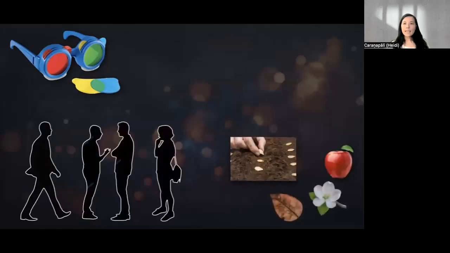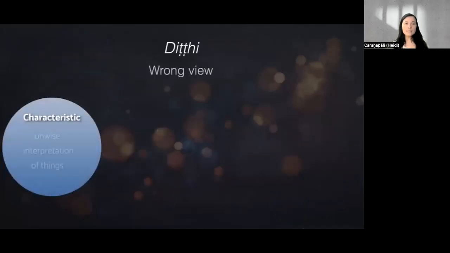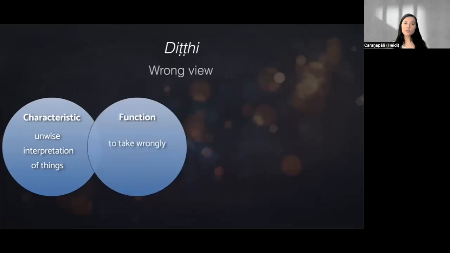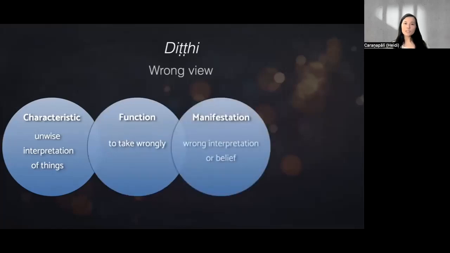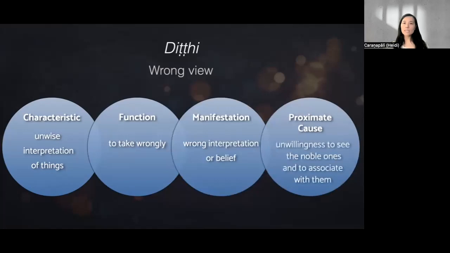Okay, so let's take a look at the four devices of wrong view. The characteristic of wrong view is the unwise interpretation of things. So we understand things in a wrong way, we look at it in a wrong way. Its function is to take things wrongly. Its manifestation is wrong interpretation or wrong belief. And its proximate cause is unwillingness to see the noble ones and to associate with them. This is an interesting proximate cause, no?